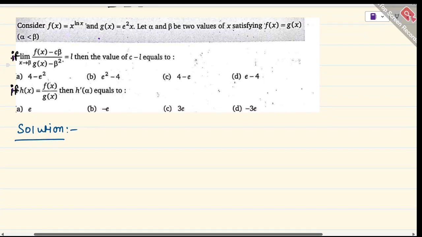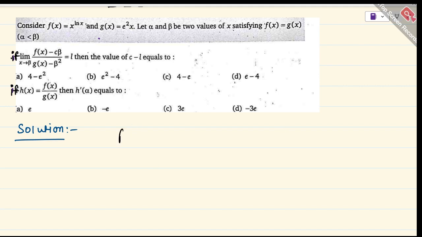If limit x tends to beta, f(x) minus c beta over g(x) minus beta square is equal to L, where L is finite, then the value of c minus L equals to. And if h(x) equals f(x) over g(x), then h dash alpha equals to. So first of all, we are going to find out the value of alpha and beta.